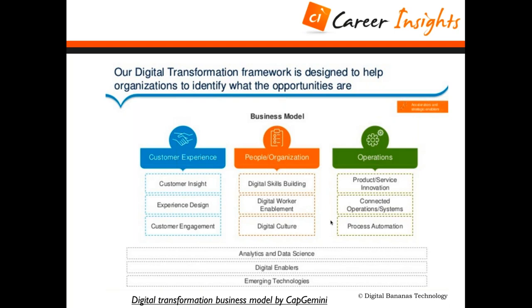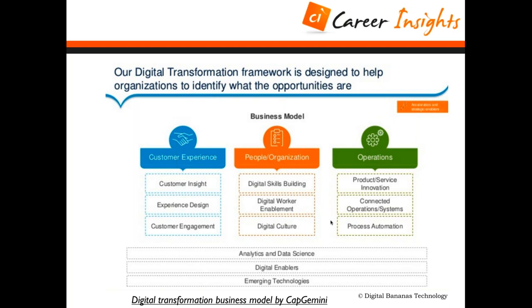Your people and organization, you must find a way to make sure that the people in the house have the right digital skills, digital worker enablement for them to work anywhere, anytime, and maintain a digital culture. So what are the digital capabilities that will help us do that? Our operations, our product and service innovation, connected operation systems, and process automation.